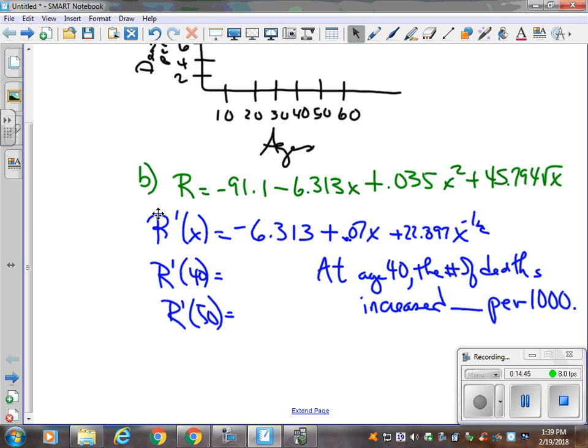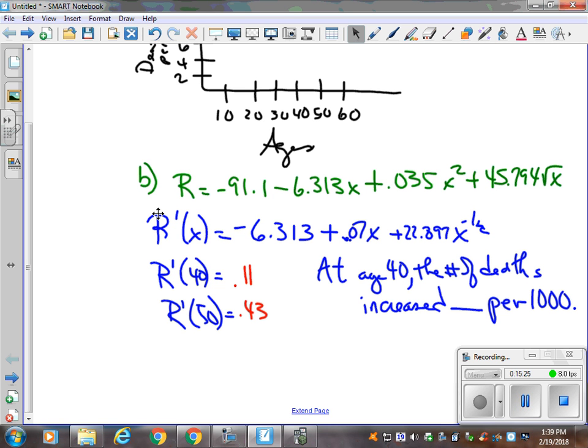This answer is going to come out positive. That's why it's an increase. If it had come out negative, that would mean it's a decrease. I got 0.1073 for 40 and then 0.4251. Let's do a 2 decimal place answer. Everybody agree with that? 0.11 and 0.43. So at age 40, there's really not a great increase per thousand, not even a whole person. It's not even increasing a whole person per thousand for either one of them.